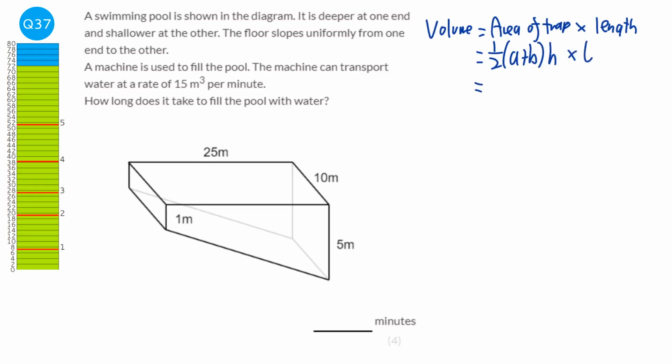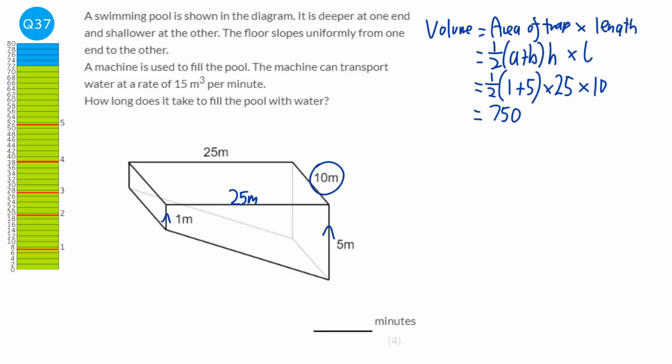Now a and b are the two parallel sides, which will be this one and this one, and then the h is the perpendicular line that hits both of them at 90 degrees, which is what perpendicular means, between the bases. So this will be the 25 meters here. So it's going to be half, and then we're going to add 1 and 5, times that by 25. The length is how 3D it is, so it would be that 10 there. So we're going to times that by 10. And that will give us 750. So it's 750 meters cubed.